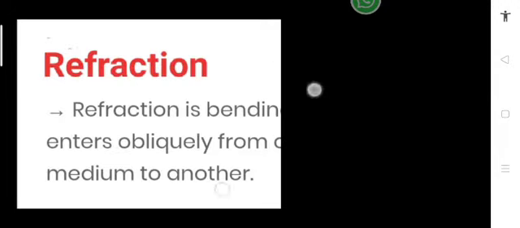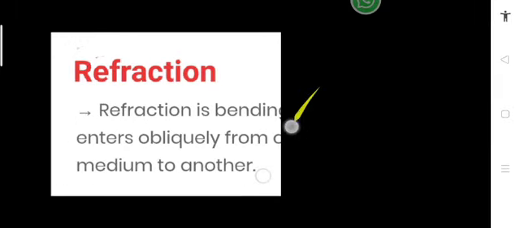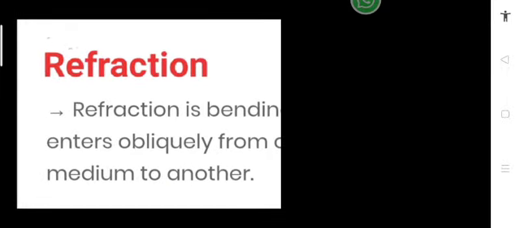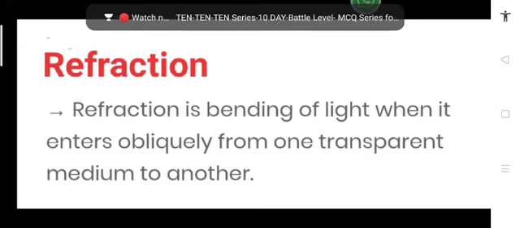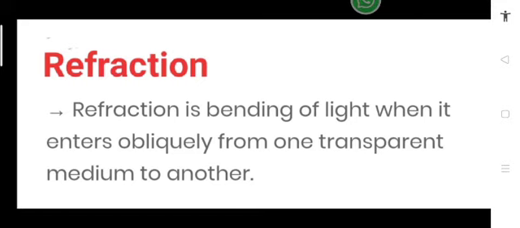So next is a very important topic, that is refraction. Refraction is the bending of light when it enters obliquely from one transparent medium to another. So refraction is generally the bending of light when it is going from one medium to another medium. And one thing, obliquely is very important.